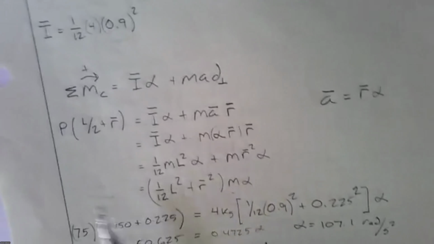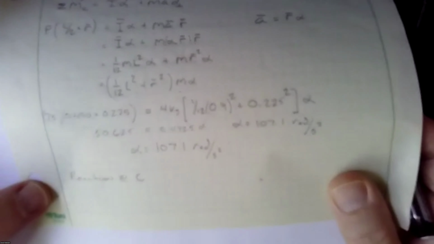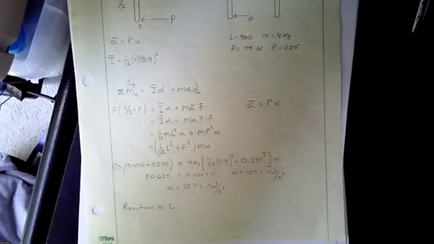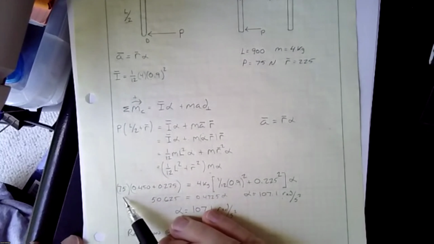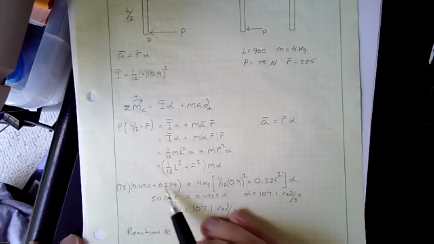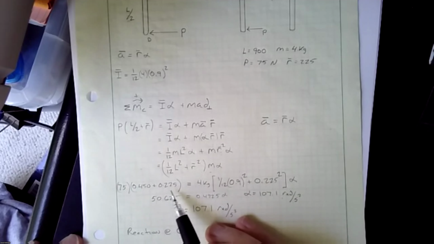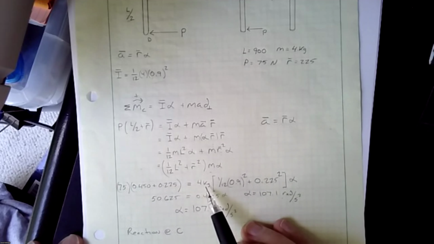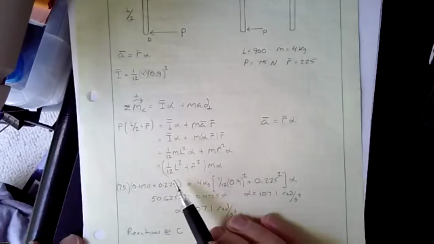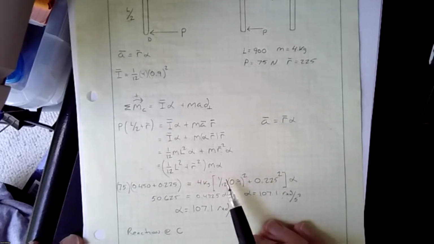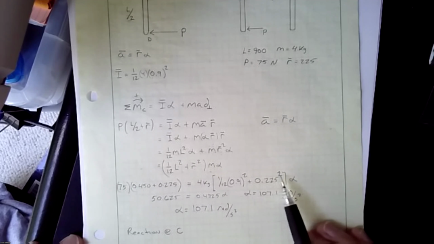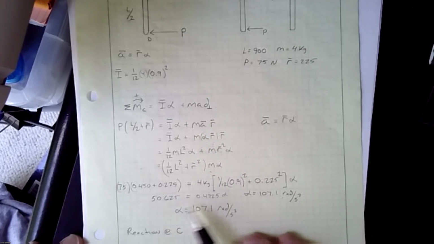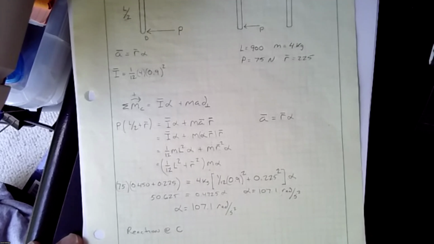So once we get to this point, we know 75. Let's put it back. 75.45 plus 225, which is the total distance of the moment, is just going to equal my mass, 4 kilograms, times this thing in here, 1/12 the total length squared plus R bar squared, times alpha. So we go ahead, we get alpha to be 107.1.